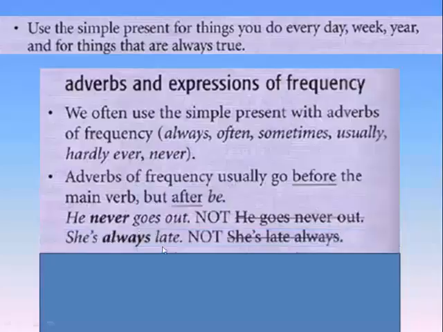She's always late. Here's the verb to be, and the adverb is after the verb. Not she always is late. No, she's always late. He's never home.